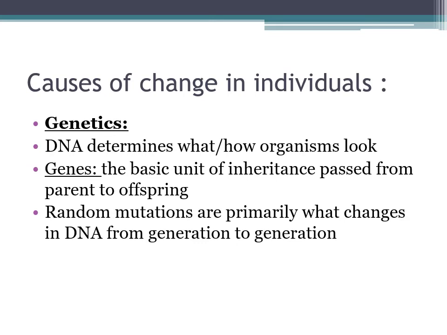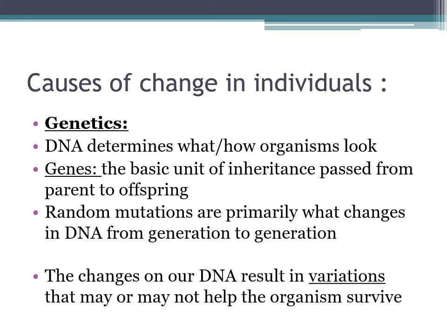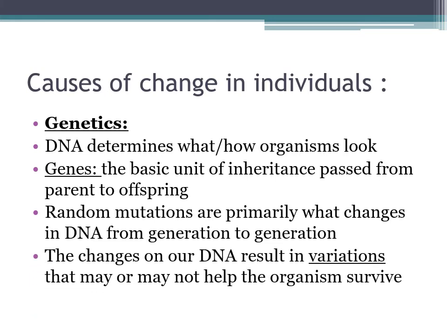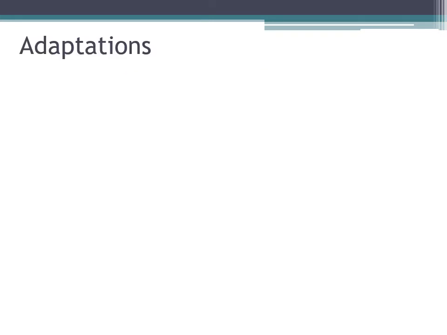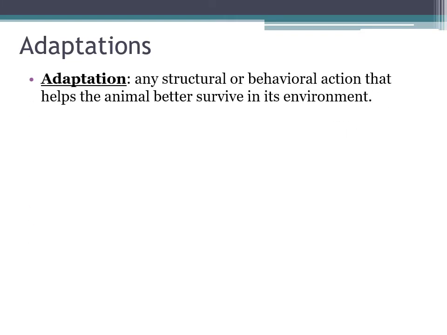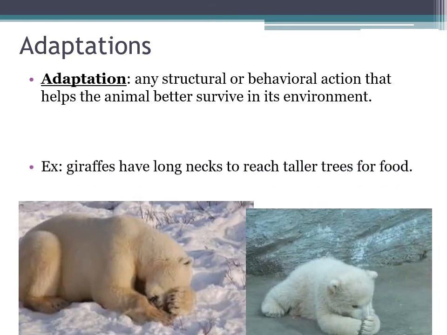And through this, you can have slight changes. This DNA can result in slight variations that can help or maybe cannot help organisms survive. Through these gradual DNA changes, adaptations can actually occur. These adaptations can either be structural or behavioral actions that help the animals survive better in the environment.